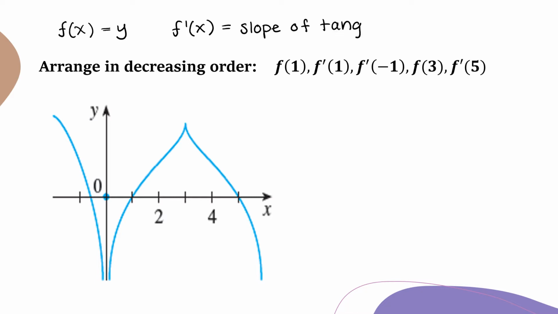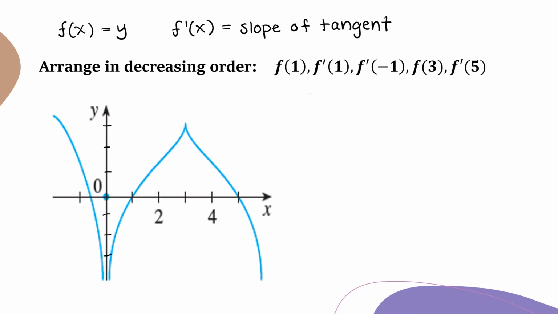So for some of these, we're looking at just the y, the output there, and for some of these, we're looking at the slope. And because we don't have any scale on our y-axis, that means we're going to have to do a little bit of approximation. So we can guess that it's probably going to be about the same-ish scale. And then let's find each of these.